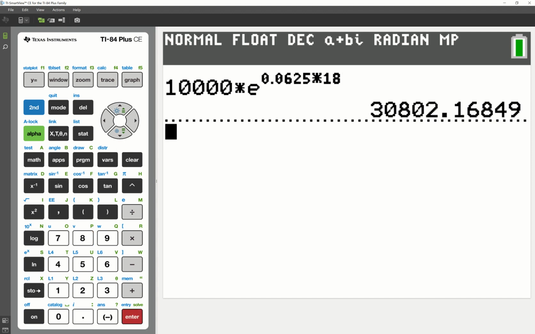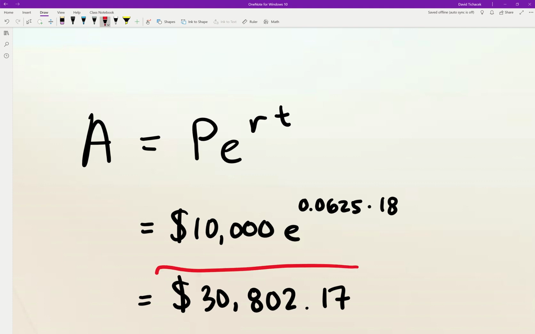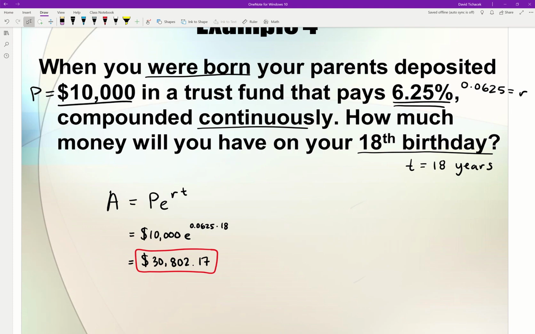And so if we punch that in, it looks like our money is going to be an amount that is over triple of what we originally started with. So we end up with $30,802.17 if we were to go ahead and round that, right? So let's write that down here. $30,802.17. That is what our amount of money grows into, which is absolutely huge, okay? So again, the number of times we compounded in a year would be infinite in the case of a continuous compounded interest formula problem, okay?